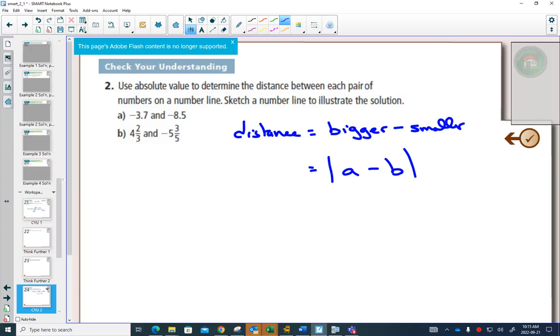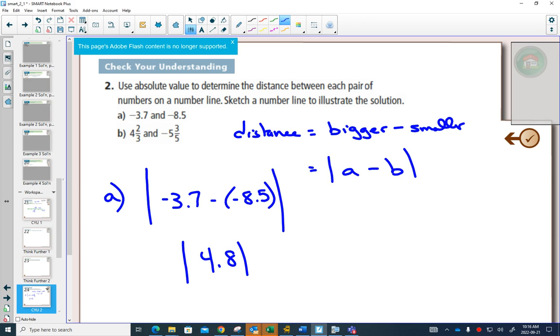So it can take some thinking out of it. I could do, in the first one, for example, if I just don't want to think about which one's bigger, I could just put absolute value and then just take, oh, I've got 3.7 minus negative 8.5. And when I figure that out, that becomes absolute value of 4.8. Oh, I did pick the bigger one minus the smaller one because I got a positive value inside, so it's equal to 4.8.